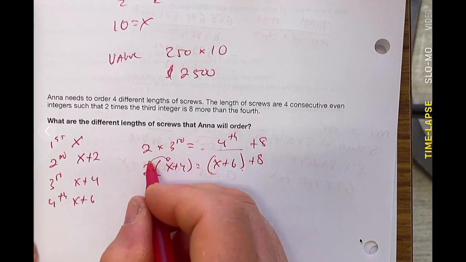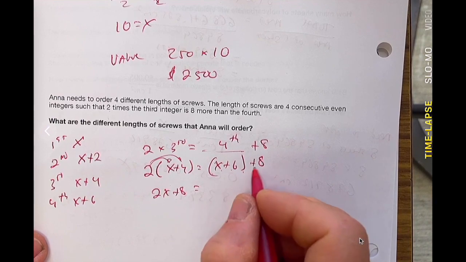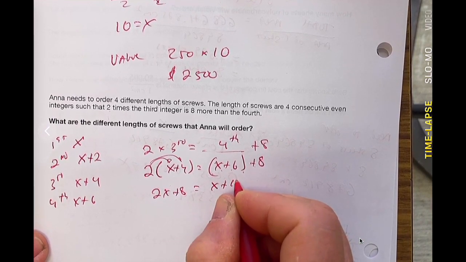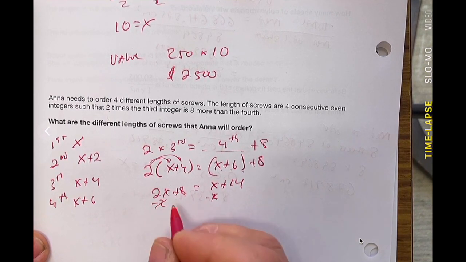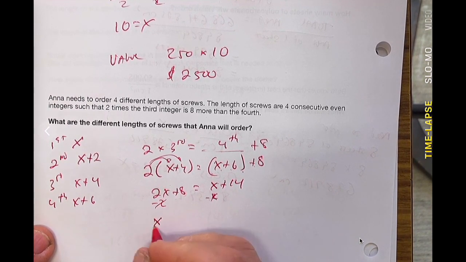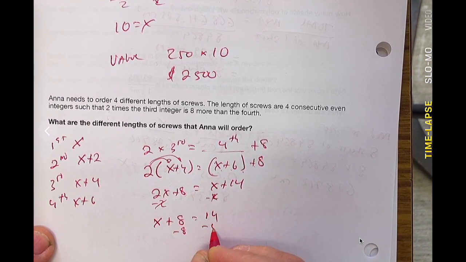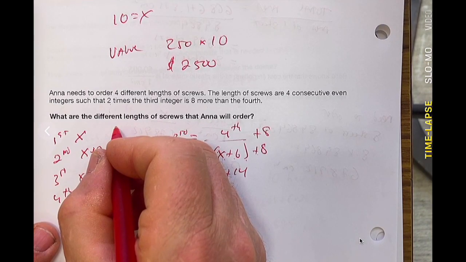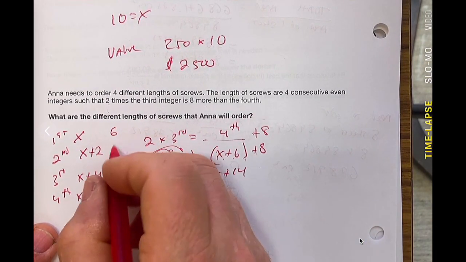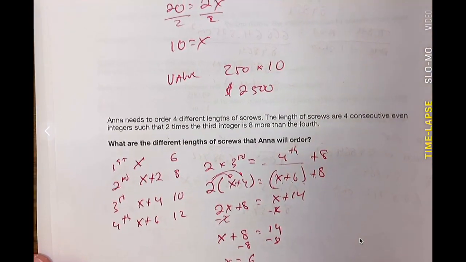This 2 is going to distribute. We get 2x plus 8 is equal to x plus 6 plus 8, which is x plus 14. I want to get rid of the x from this side, so subtract x from both sides. That gives me x plus 8 is equal to 14. Subtract 8 from both sides. That gives us x is equal to 6. The length of screws are 6 centimeters. 6 plus 2 is 8, 10, and 12. These are the lengths of screws that she needs.